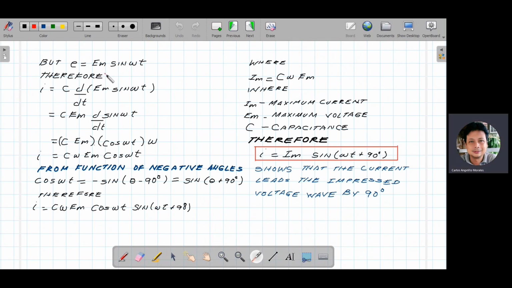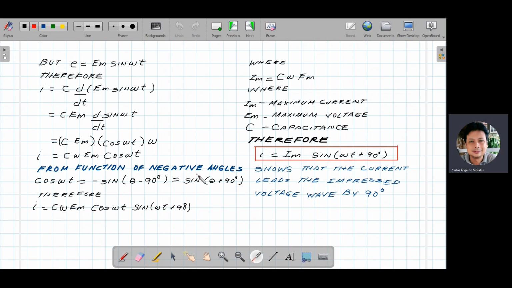So, but E is E maximum sine omega t. Therefore, I is C times the derivative of E maximum sine omega t. So, kunin mo yung derivative niyan. Ito ay constant. Lalabas dito. Tapos d sine omega t over dt magiging cosine omega t multiplied by the omega. So, I is C omega E maximum cosine omega t.